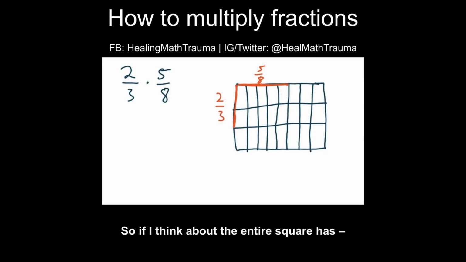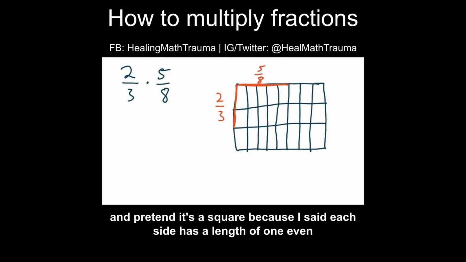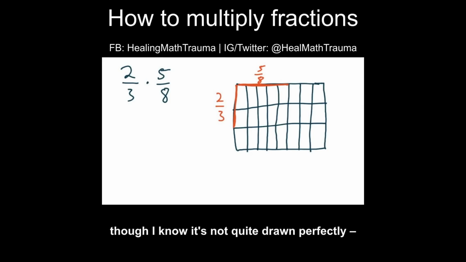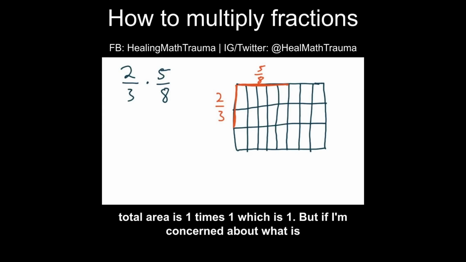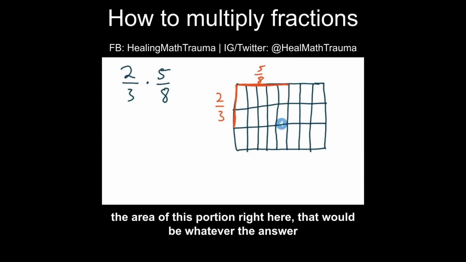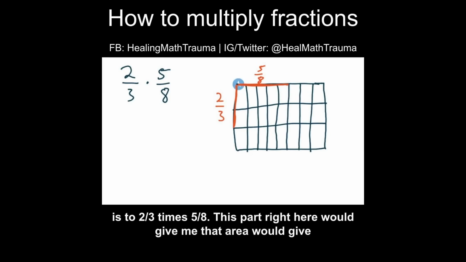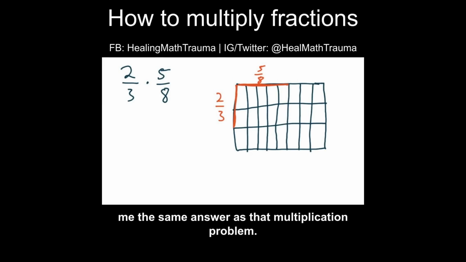And so if I think about the entire square, and pretend it's a square because I said each side length was 1, even though I know it's not quite drawn perfectly, if I pretend this entire thing is a 1 by 1 square, then the total area is 1 times 1, which is 1. But if I'm concerned about what is the area of this portion right here, that would be whatever the answer is to 2/3 times 5/8. This part right here, that area, would give me the same answer as that multiplication problem.